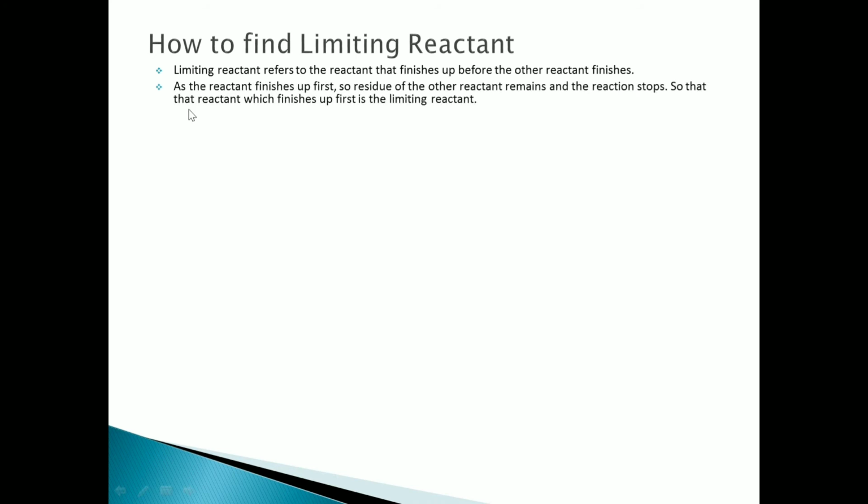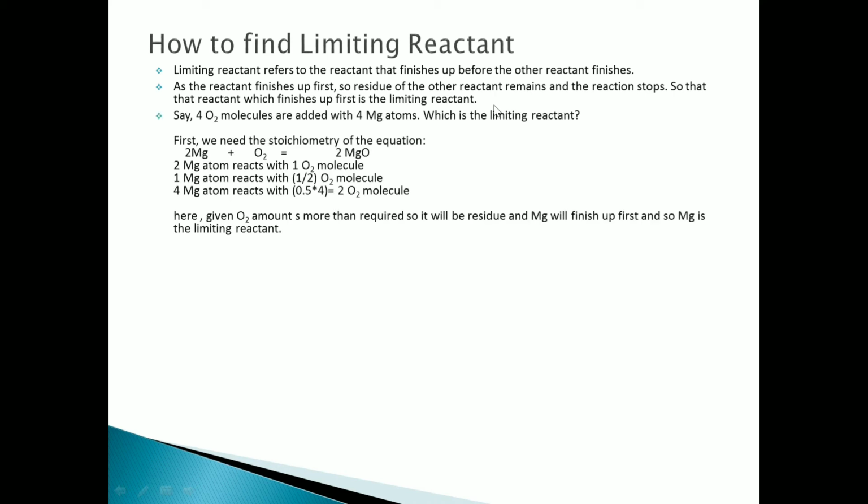As one reactant finishes up first, the residue of the other reactant remains and the reaction stops. So the reactant which finishes up first is the limiting reactant, because due to it finishing up, the reaction is stopped. Here we're considering that there are two reactants. The second reactant is still there, but due to the finishing of the first reactant, the reaction stops. Therefore, it is the limiting reactant. Now, we shall understand it by a few examples.